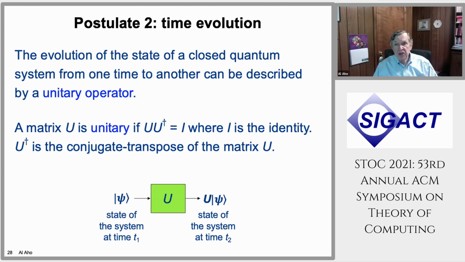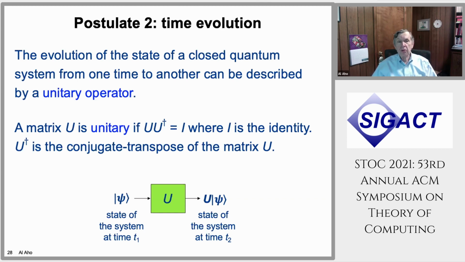And for the purposes of this talk, just think of a unitary operator as a square matrix of complex numbers where the rows and columns are orthonormal. If you want to be fancy, you can say a matrix U is unitary if the matrix multiplied by its conjugate transpose yields the identity matrix. But I like the definition: it's a square matrix where the rows and columns are orthonormal.